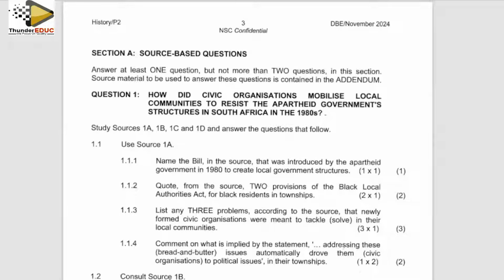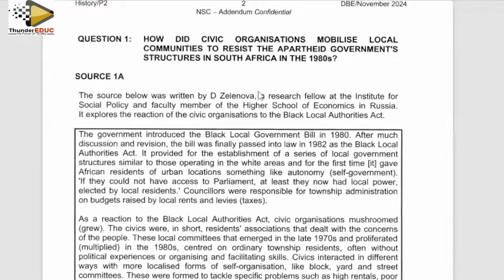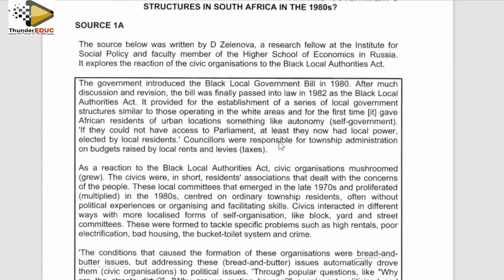Let's look at the response from the source. Right, if you check source 1A, how is it aligned? What is the context of the source? You should also be in a position to figure out the content in the source by reading the context of the source before you get into the source. The source below was written by D. Silnova, a research fellow at the Institute for Social Policy and faculty member of the Higher School of Economics in Russia. It explores the reaction of civic organizations to the Black Local Authorities Act. That is the context of our source.